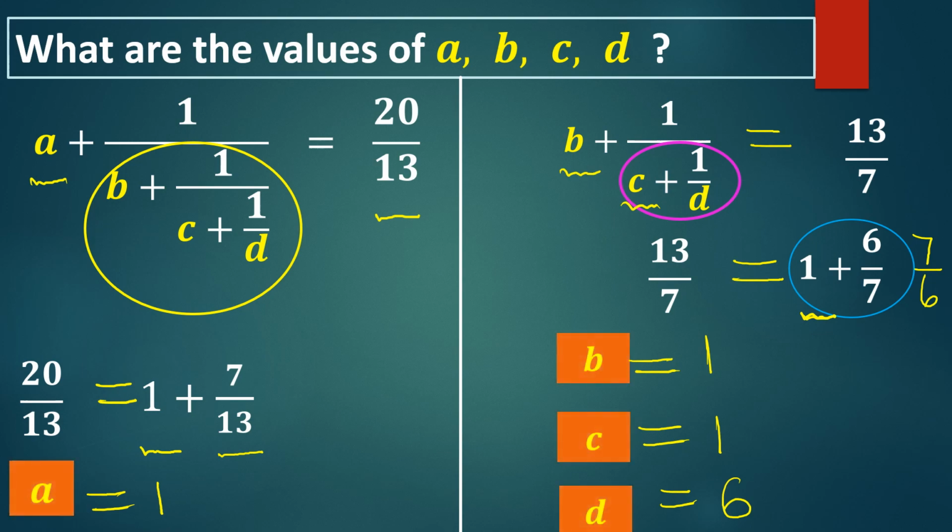Altogether, the value of A is equal to 1. The value of B, it's 1. For C, it's 1. And for D, it is 6. That's it.